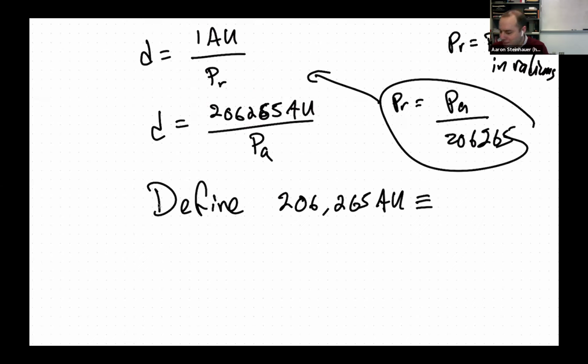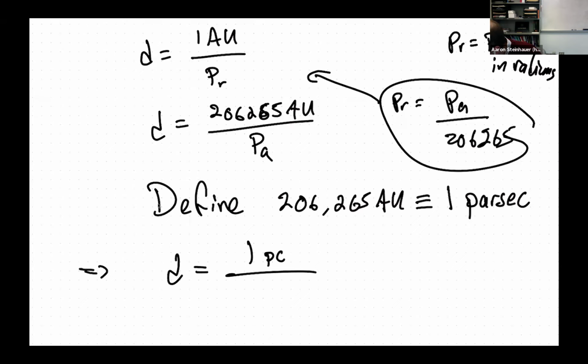Anybody know what we call that unit? It's a parsec. You've heard the term parsec before. This is how it's defined, 206,265 AU. And that makes this formula really easy. D equals 1 parsec divided by the parallax angle in arc seconds, or just 1 over P if you know what units you're talking about.